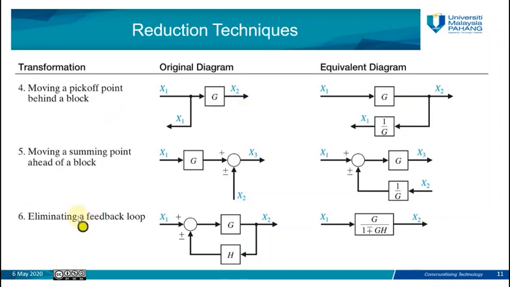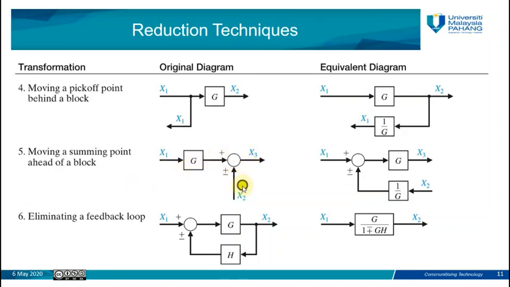Next, moving a summing point ahead of a block. In the second case, we have a summing junction at the input and we move it to the output. Here we have the opposite: a summing junction at the output that we need to move to the input. In the original system the summing junction is at the output, and here it has become at the input of our system, or ahead of the value of j. So in order to move it there, we also need to consider the value of j.